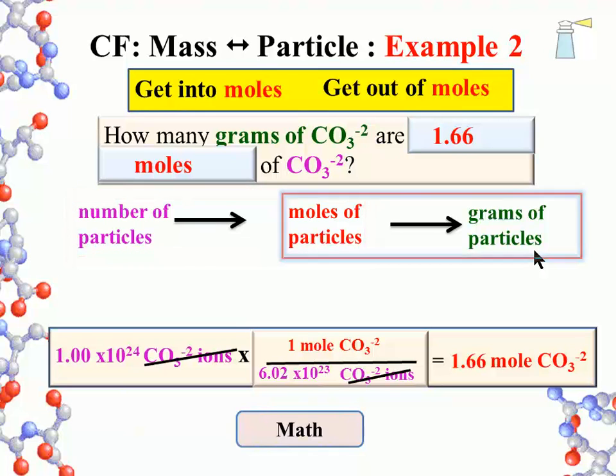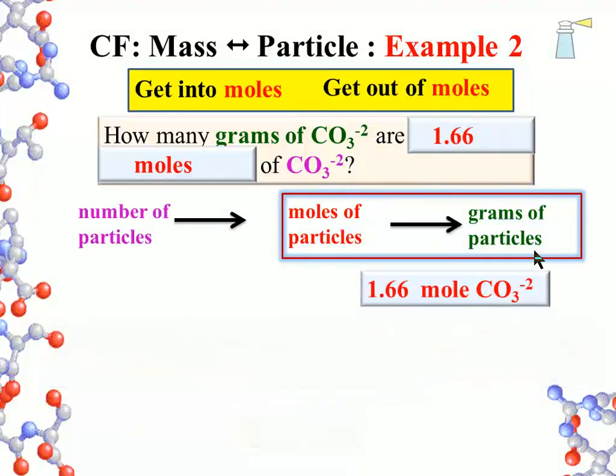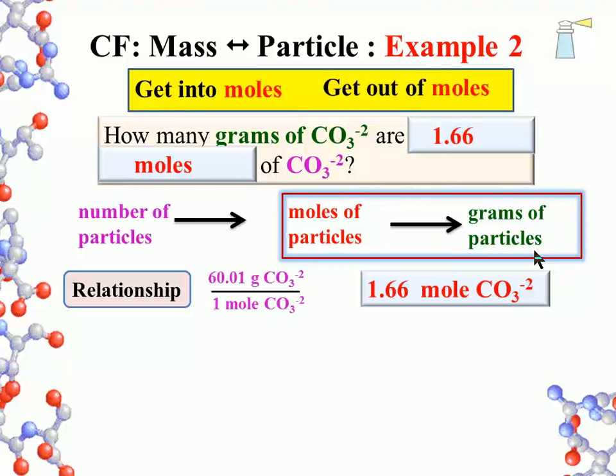On to the second conversion, getting out of moles, and we will be using this 1.66 moles. Let's specifically identify the conversion of interest. We have moles, and we want mass in grams. That relationship between moles of a substance and the mass of that substance is the molecular weight. 60.01 grams of carbonate is 1 mole of carbonate.